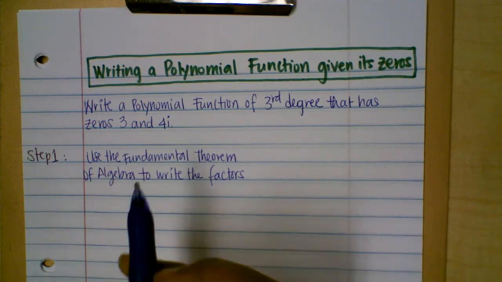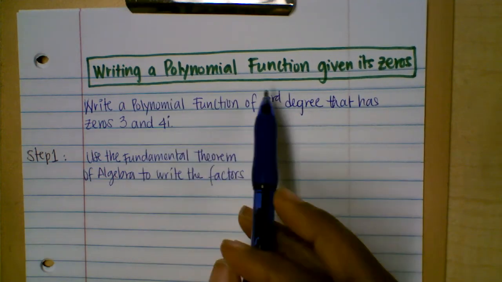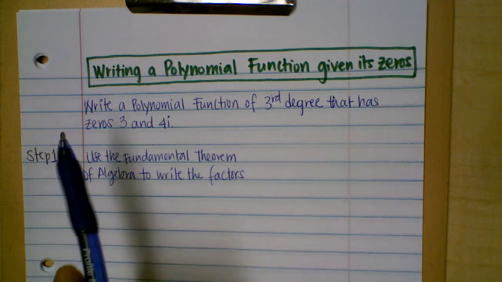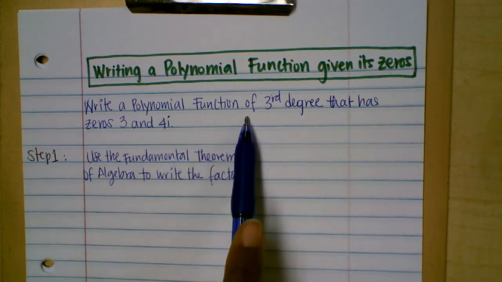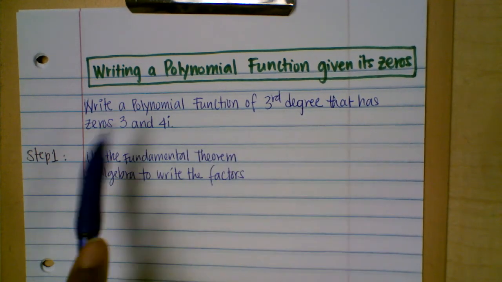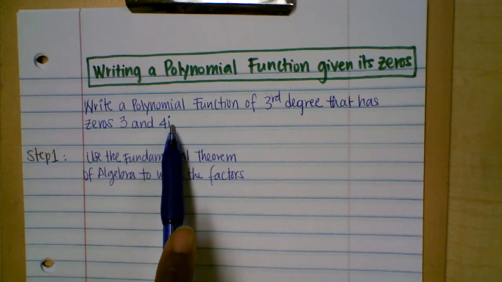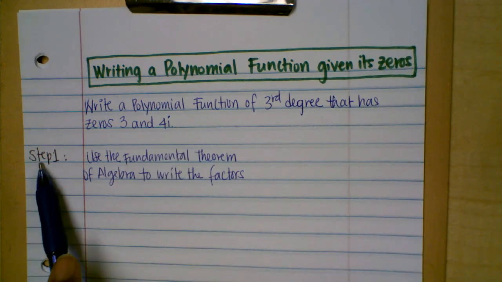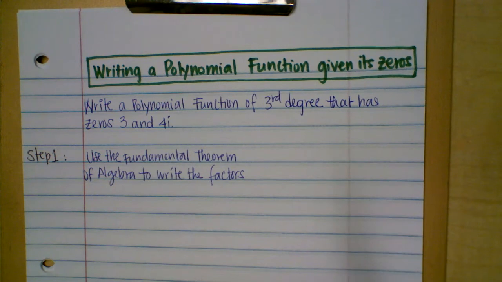Let's go over how to write a polynomial function given its zeros. In this example, I ask you to write a polynomial function of third degree that has zeros 3 and 4i. So how do we do this? How do we write the polynomial function?